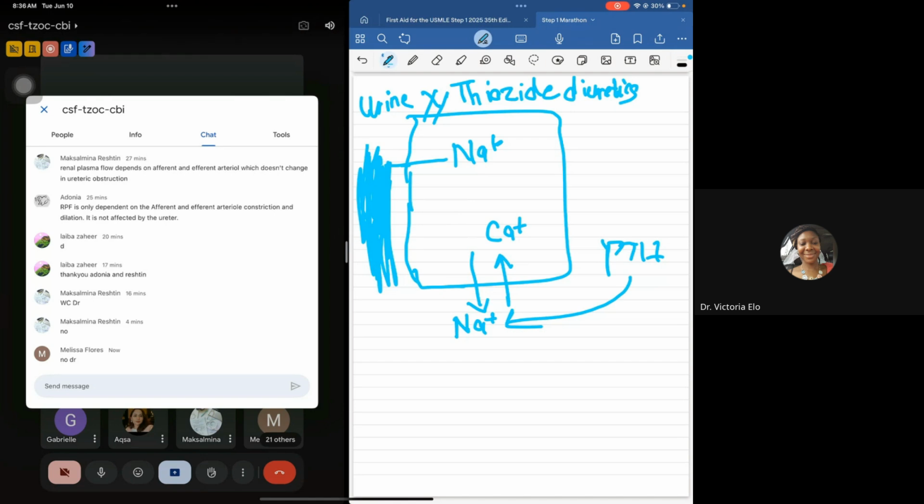So please keep in mind how the parathyroid hormone acts, and where the parathyroid hormone acts, and how it acts, because this is important.